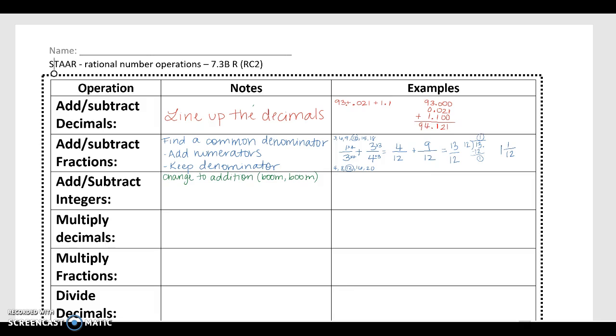Okay. Once it's addition, then there's two different ways. Okay. So we're looking at the signs. Either they have the same sign and you're going to add and keep, or the two numbers have a different sign and you're going to subtract and keep the sign of the biggest number.